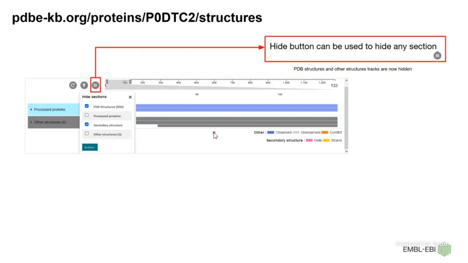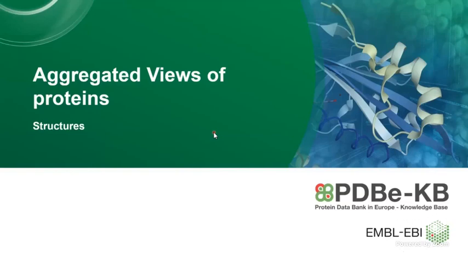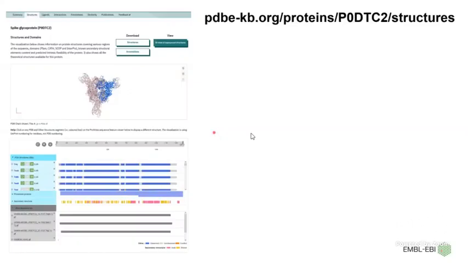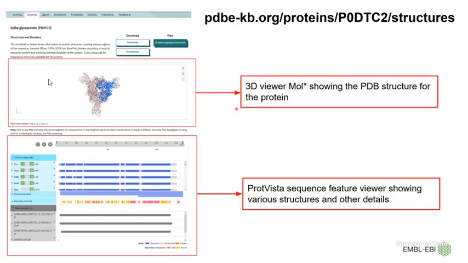So now let's talk about the structures section in the aggregated view of proteins. This is how the structure page looks for a given protein. Here we are looking at spike glycoprotein. It mainly has two sections. First, you have the 3D viewer showing the PDB structure of the protein. And then you have the ProtVista sequence viewer, which shows you all the structures and various other information.